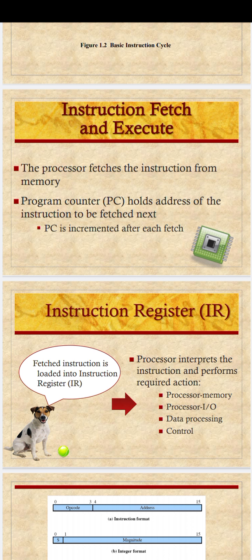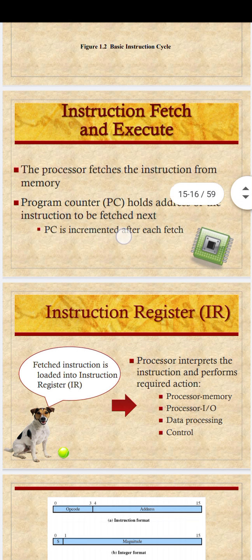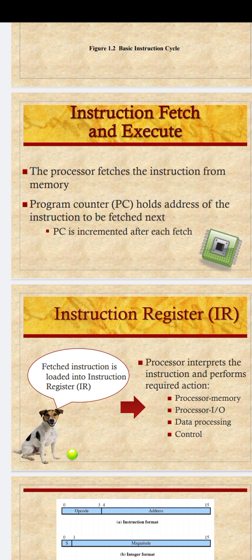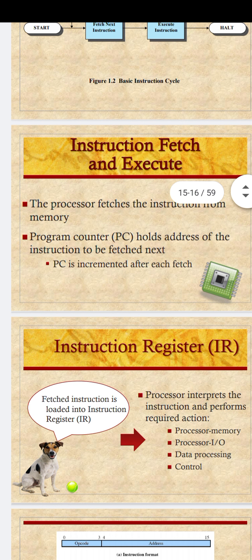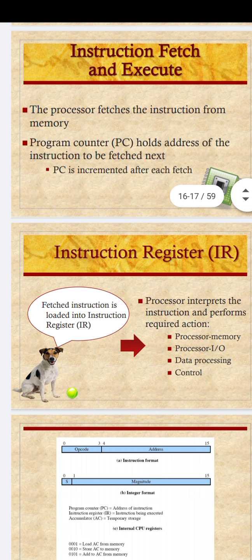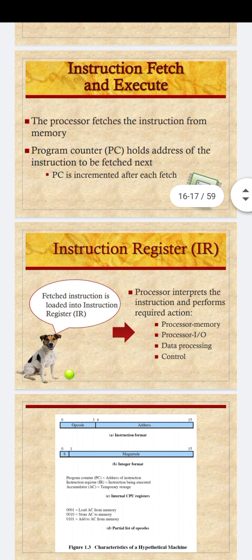The processor will fetch the instructions from the memory, and then the program counter holds the address of the instruction to be fetched next, and then the PC is incremented after each fetch. PC is incremented, it is increased. That's what we mean when it comes to increment.